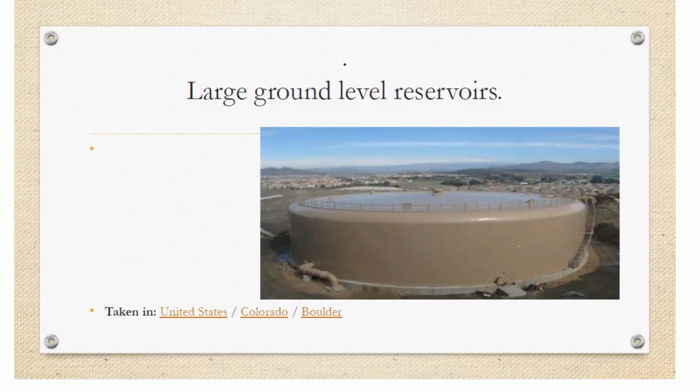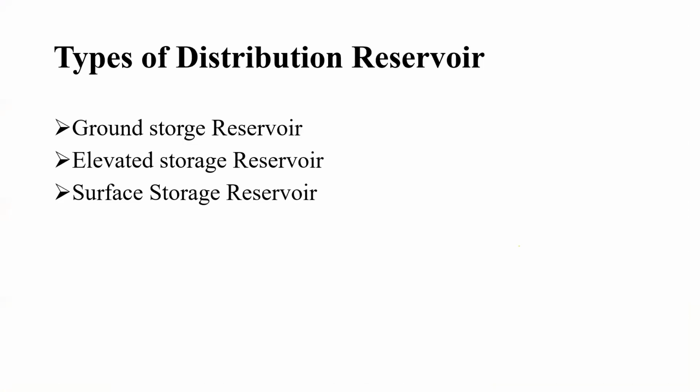Understood? These are the three types of reservoir. One is the GSR, second one ESR, and third one is the SSR. Have you noted down these types of reservoir? So please note down types of distribution reservoir, and you can write in a big bracket: ground storage reservoir GSR, elevated storage reservoir ESR, and surface storage reservoir SSR. Please note down. Then we'll proceed.